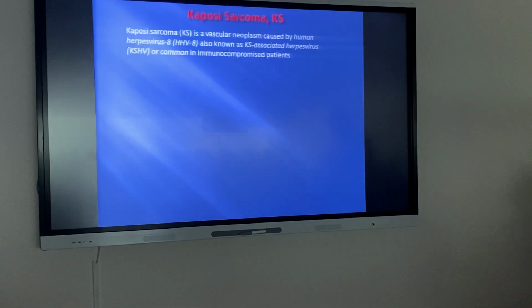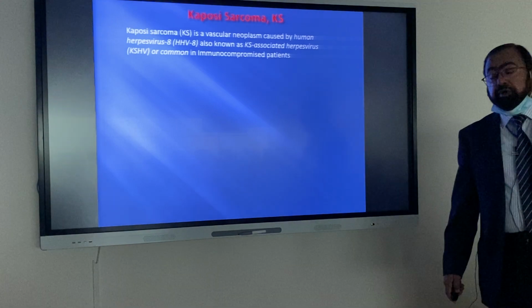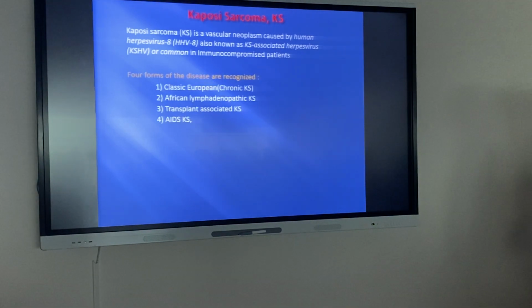Okay. Finally, coming to the intermediate, as I said, this is Kaposi sarcoma. Kaposi sarcoma is a vascular neoplasm caused by human herpes virus 8, or Kaposi sarcoma associated virus, and it is common in immunocompromised patients, especially patients with AIDS, very commonly seen. There are 4 types: classic European, African lymphadenopathic, transplant associated, and AIDS associated Kaposi sarcoma.